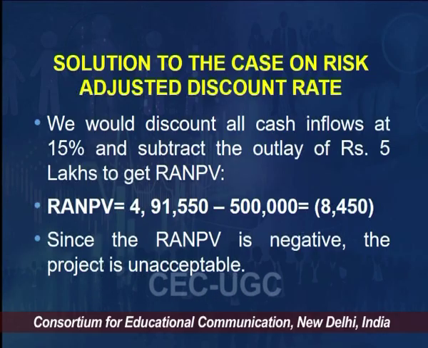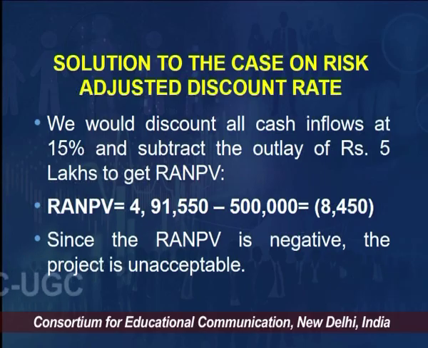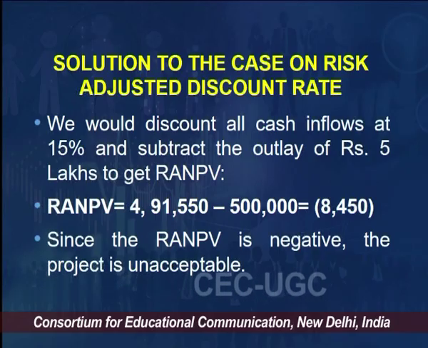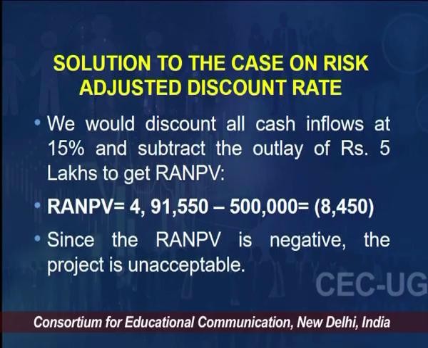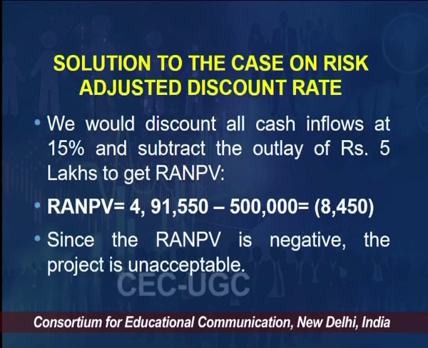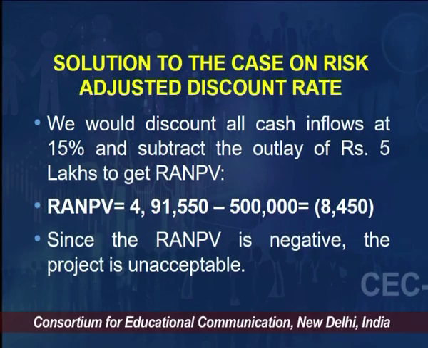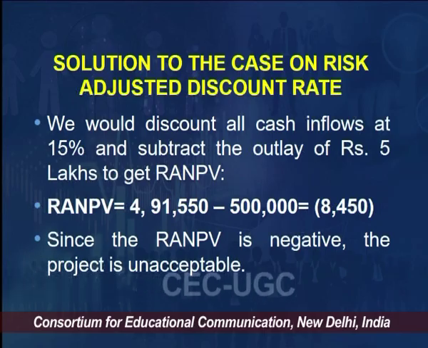So, RANPV is equal to what? The discounted value of all the cash inflows comes out to 4,91,550 and we will subtract the outlay, which was 5 lakhs. My outlay is more than my cash inflows discounted at 15%, since the project is riskier. So, it is giving us a negative risk adjusted NPV. Since RANPV is negative, the project is not acceptable.